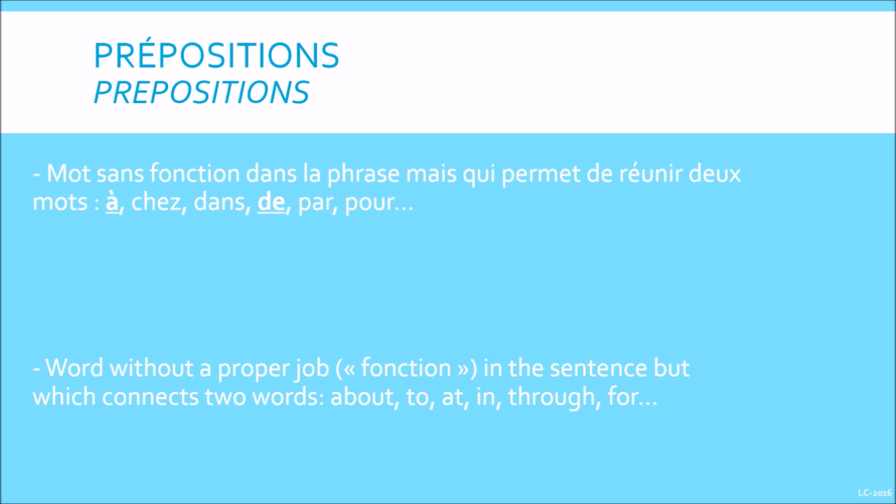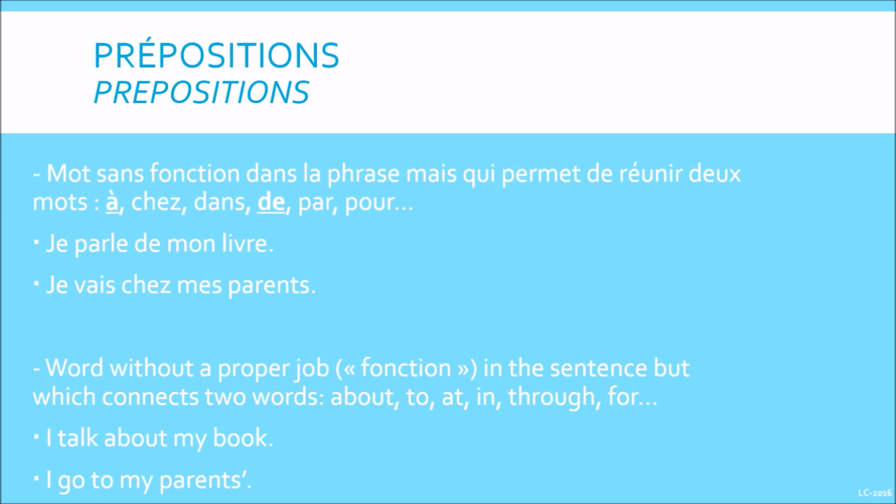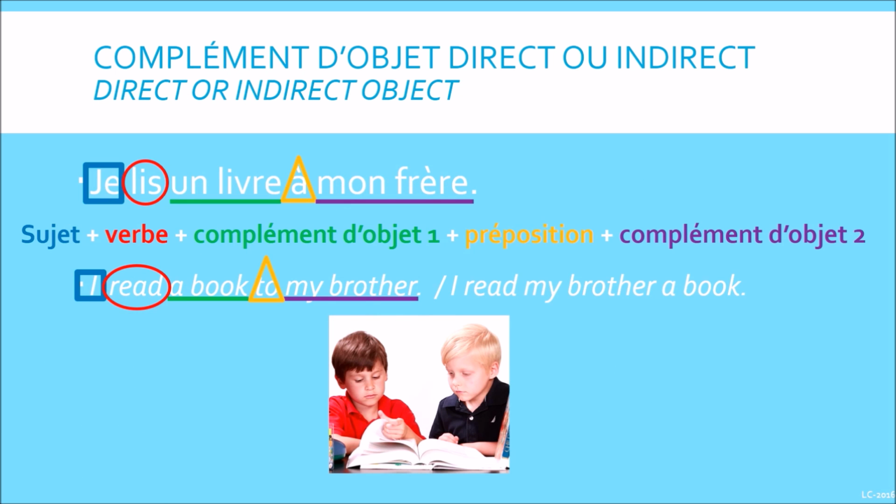A preposition is a word without a proper job in the sentence, but which connects two words. In French, you're often going to see à and de. For example, je parle de mon livre, je vais chez mes parents. So let's have a look at our sentence and try to cut it down.